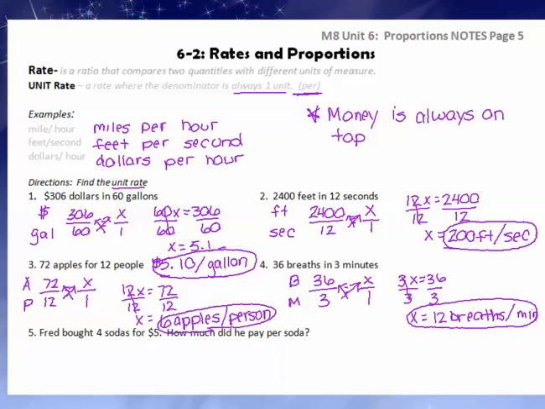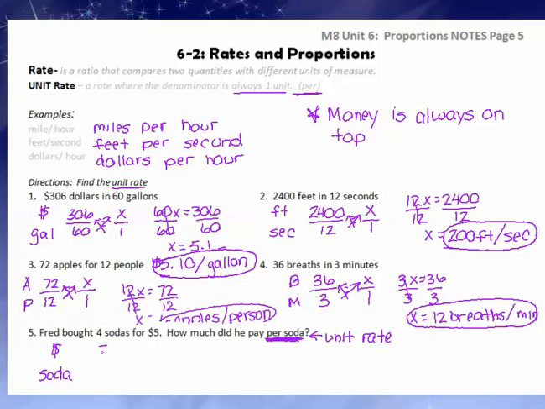All right. Let's look at number 5. So it says Fred bought 4 sodas for $5. How much did he pay per soda? As soon as I see that per there, that is telling me that it is a unit rate. So just like before, I'm comparing sodas and money. Those are the two things I'm comparing. Remember, money is always on top. So money to soda.